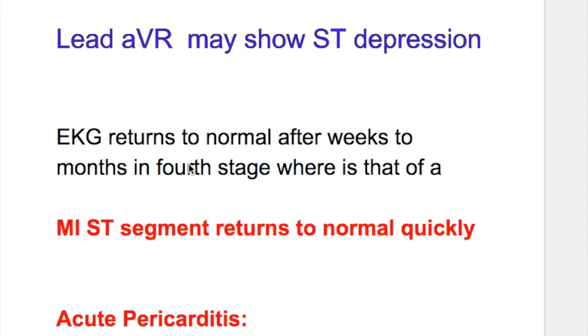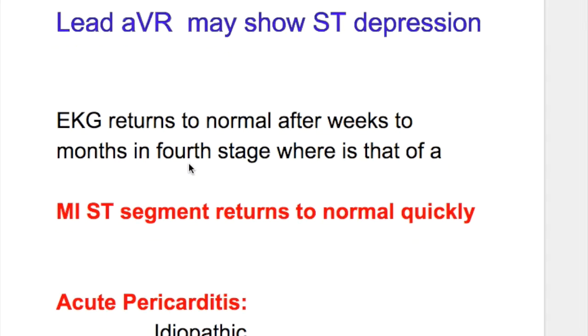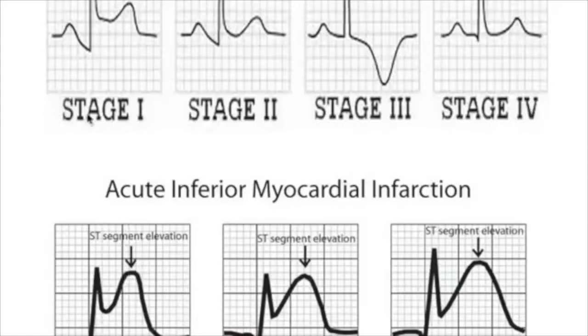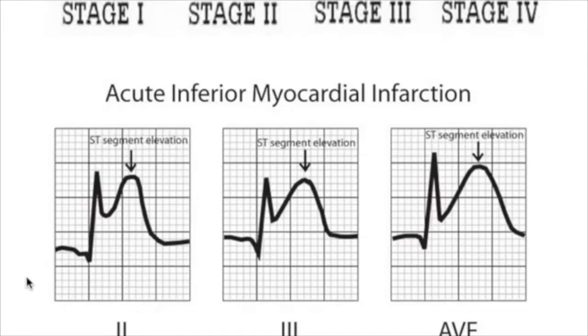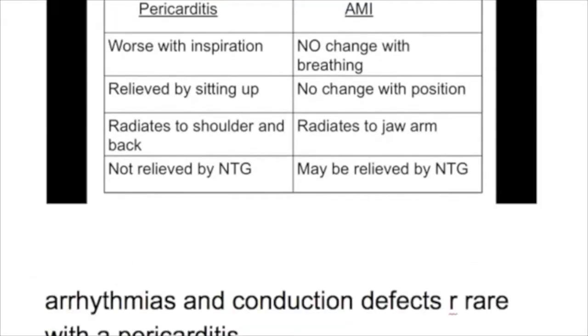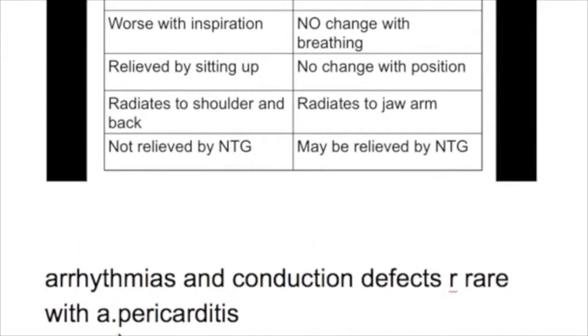When does the EKG return to normal in both pericarditis and myocardial infarction? In acute pericarditis, EKG returns to normal after weeks to months in the fourth stage, whereas ST elevation in myocardial infarction returns to normal quickly. And also there are no reciprocal changes in acute pericarditis, whereas we have reciprocal changes in the ECGs of acute myocardial infarction. Also there are no Q waves later on, but there are Q waves in acute myocardial infarction later. And also the arrhythmia and conduction defects are rare with acute pericarditis.